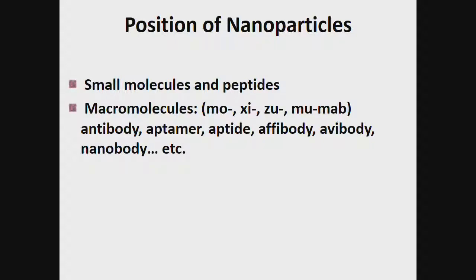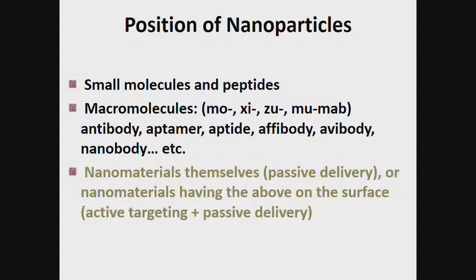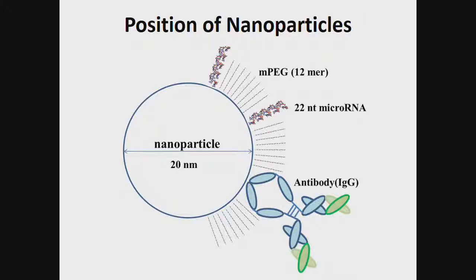And so the nanoparticle's position is just small molecules, peptides, macromolecules, their nanoparticles, and a combination of those. What I mean is that bare nanoparticles are not impressive. They should have surface modification, as chemists call it. This is the nanoparticle here. If you put pegylation here, or microRNA can be loaded, or an antibody can also be loaded.